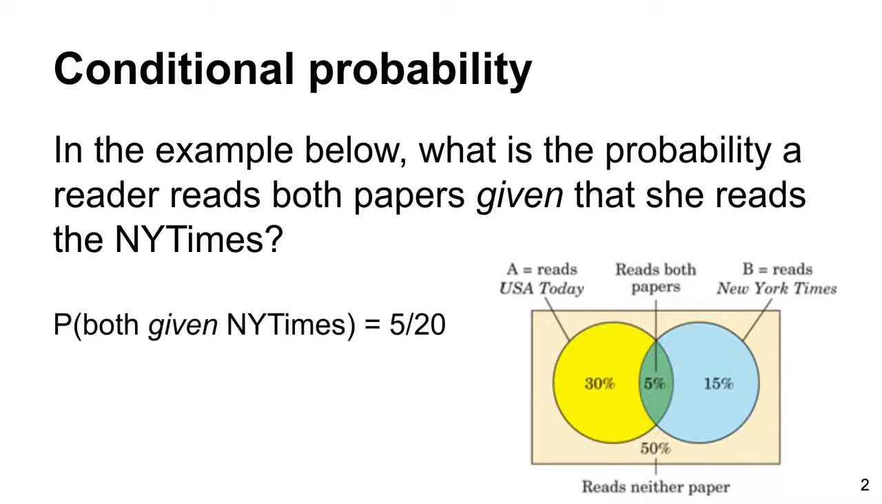Here's the answer, 5% divided by 20. The numerator, 5%, is the probability that they read both papers, and the denominator, 20, is the probability they read the New York Times.